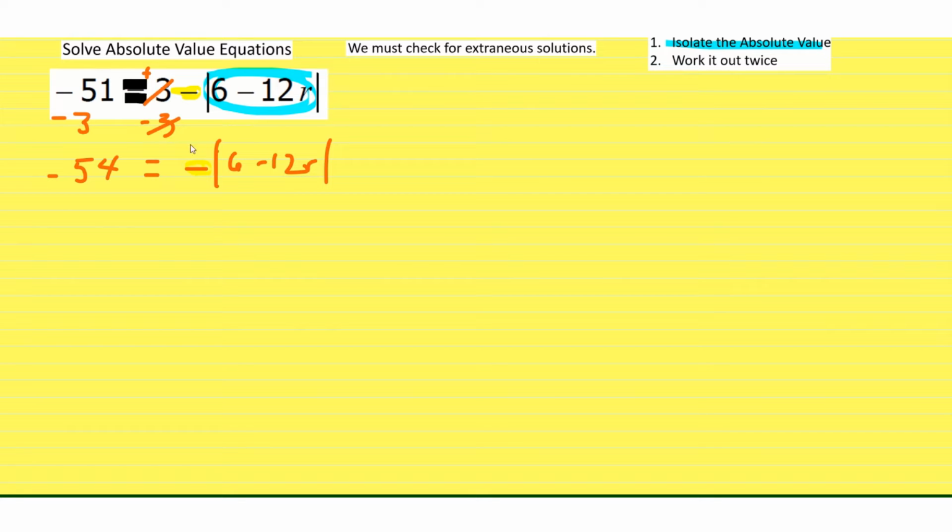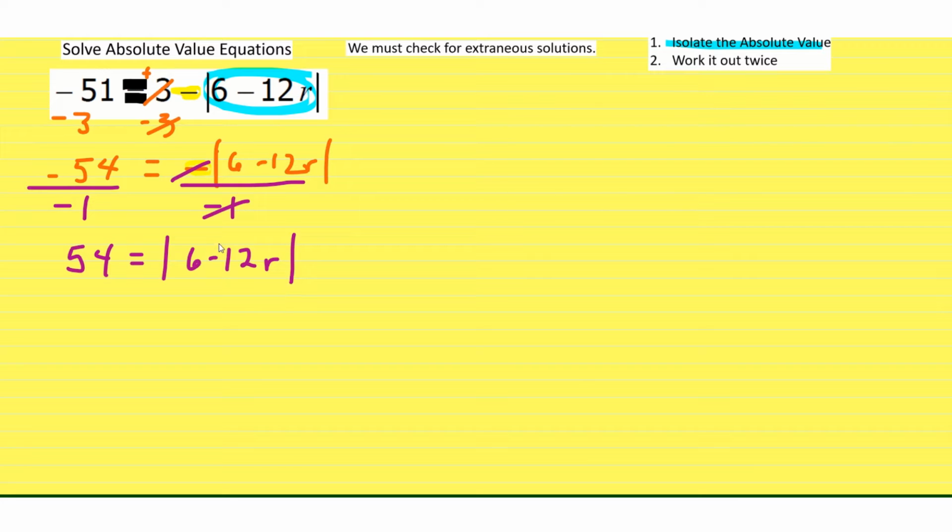is on the right side, is that negative. So how do I undo that negative? Well, essentially, I just need to divide both sides by negative 1. Or you could multiply both sides by negative 1. Either one would get rid of that negative. So these are going to cancel out. And this negative is going to cancel with that negative, turning it into a positive. So this is going to be a positive 54 is equal to the absolute value of 6 minus 12r. So at that point, I have my absolute value isolated by itself on one side of the equal sign.